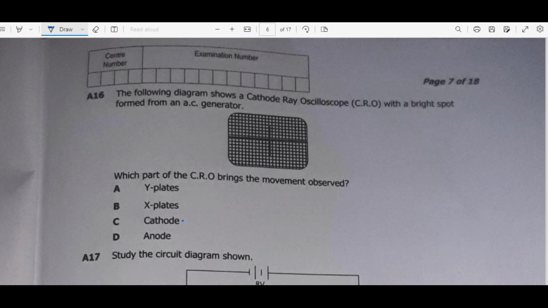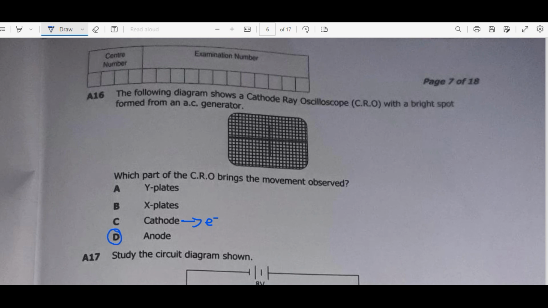Cathode produces electrons. Anode accelerates the movement of electrons. So it's there to just increase the speed of the beam of electrons. So that brings the movement observed. So the best answer here is D.